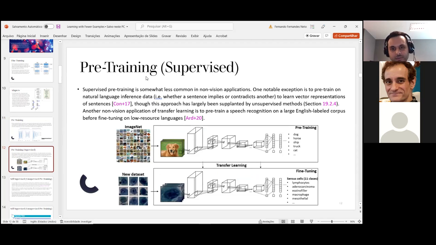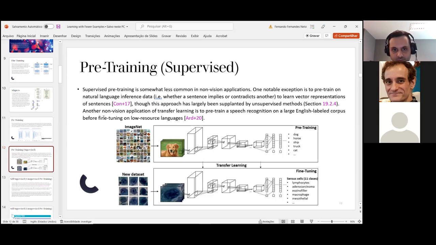So when we go deeper in the pre-training in terms of supervised learning, supervised pre-training is somewhat less common in non-vision applications. One notable exception is to pre-train on natural language inference data, which is, for example, whether a sentence implies or contradicts another, to learn vector representations of sentences. Though this approach has largely been supplanted by unsupervised methods. Another non-visual application of transfer learning is to pre-train speech recognition on a large English labeled corpus before fine-tuning on low resource languages.